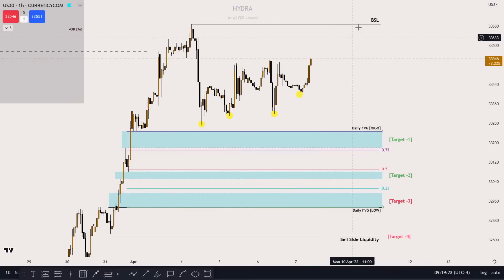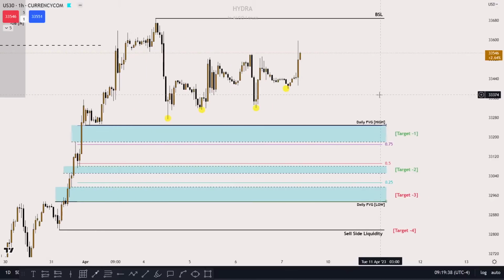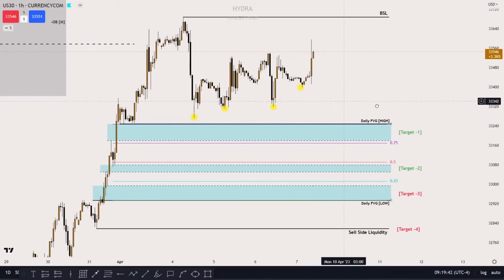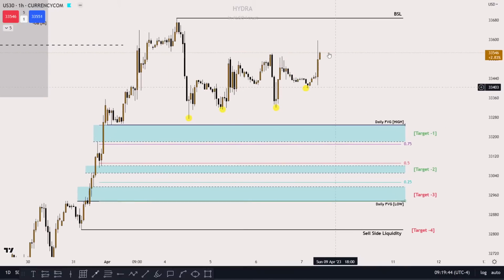I can expect my bias to go against me till this buy side liquidity right here. And how far should I expect price to go to make me profitable? How far can I expect price to go to make me profitable? That's the question that you need the answer for. Do I need price to come all the way down and hit my target 4 to make me profitable? No. That's the hourly chart.